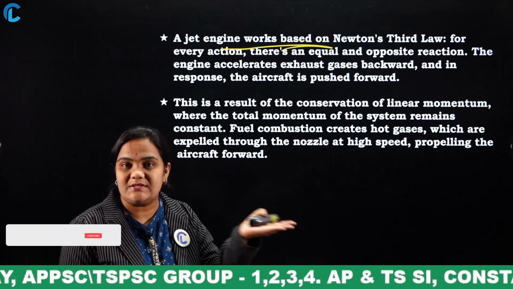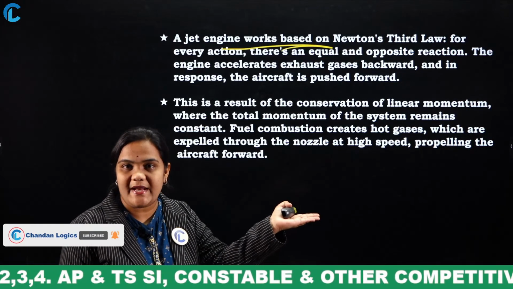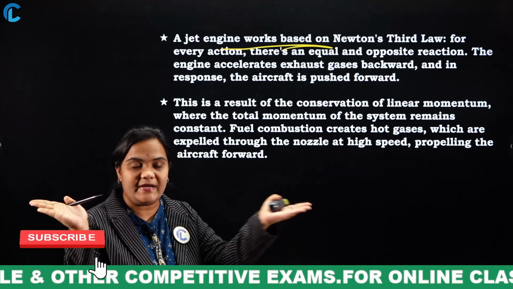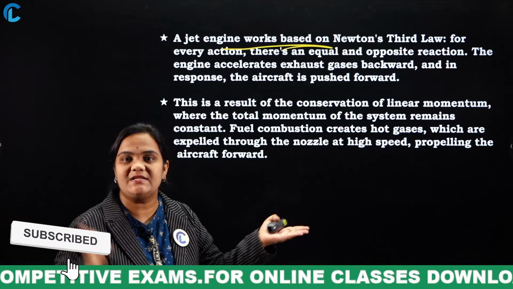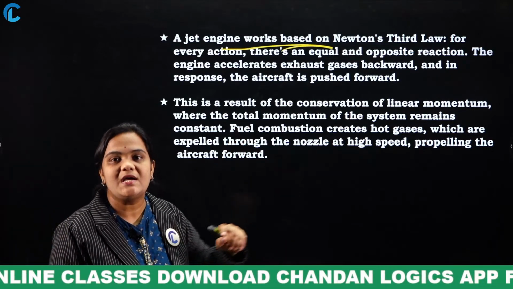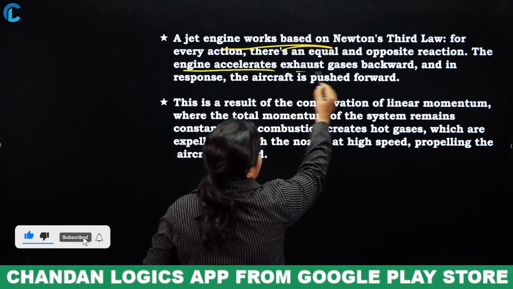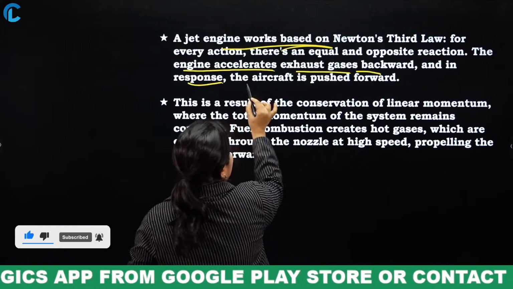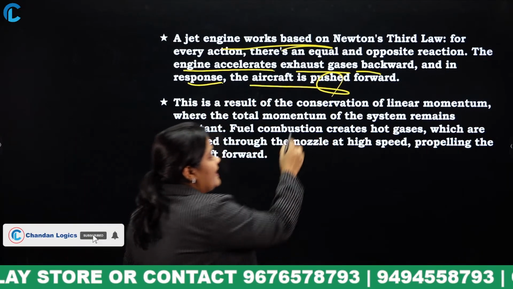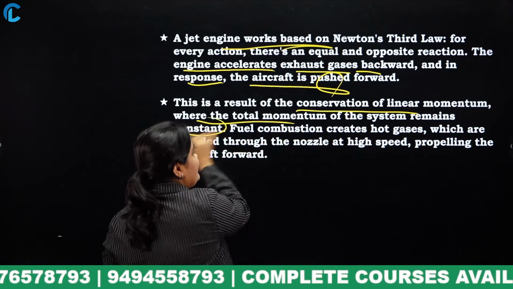So a force is exerted here. As the force is exerted in the backward direction, a thrust will be developed in the forward direction. So for an action, there is a reaction in the forward direction. In this case, we can say that it works on Newton's third law of motion. Next, the engine accelerates exhaust gases backward, and in response, the aircraft is pushed forward. This is the result of conservation of linear momentum, where the total momentum of the system remains constant.